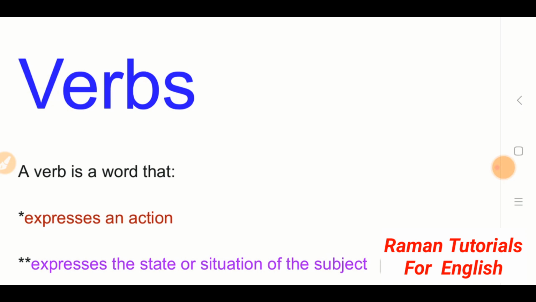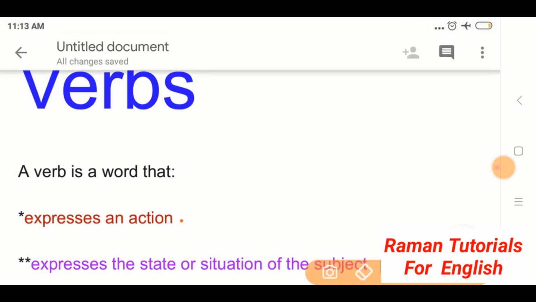A verb is a word that expresses an action. A verb also expresses the state or situation of the subject.